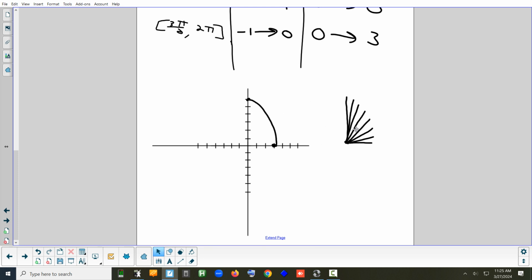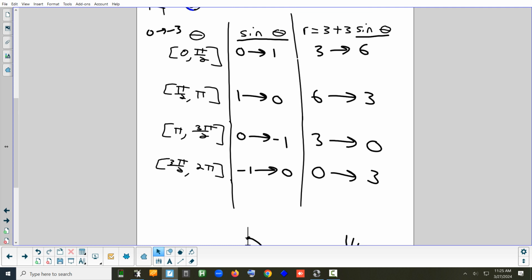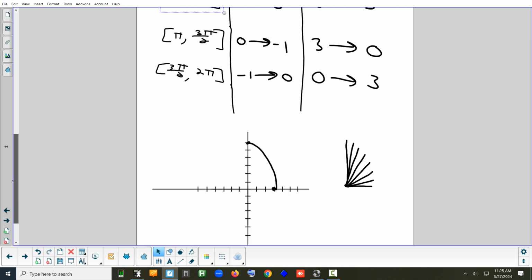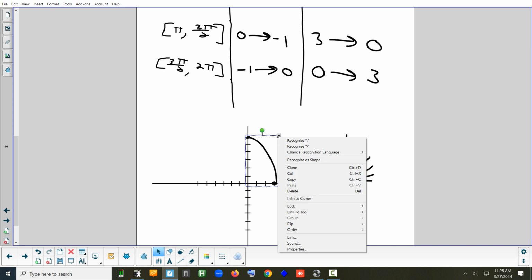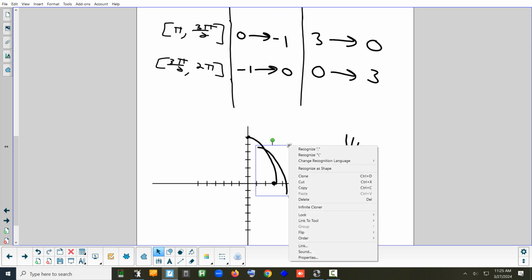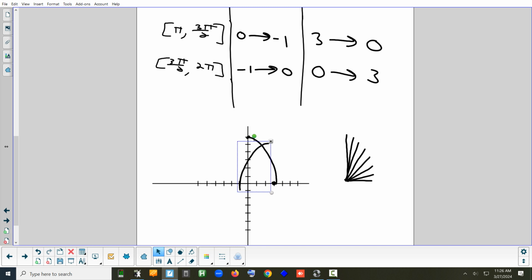Now in quadrant 2, what's the radius when we're at 90 degrees? 6. It's picking up where it left off. And as you rotate to 180, what does the radius decrease to? To 3. Goes back to 3. So it's going to look just like this one, except reflected. Okay, so I'm just going to take that, make a copy of it, and I'll flip it. Kind of like that.